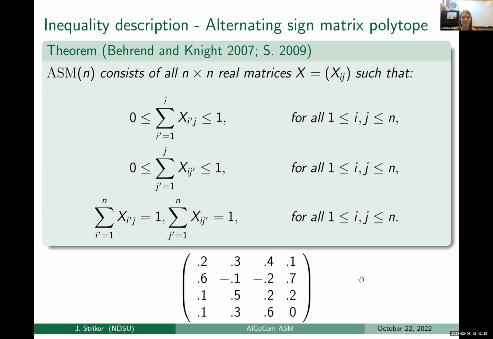And then this was the very first paper I ever wrote. It was also at the same time studied by Behrend and Knight. And we found this inequality description that's very nice for the alternating sign matrix polytope. And this is a point inside that polytope. So sometimes you can have negative entries, but the partial sums in rows and columns need to be non-negative.